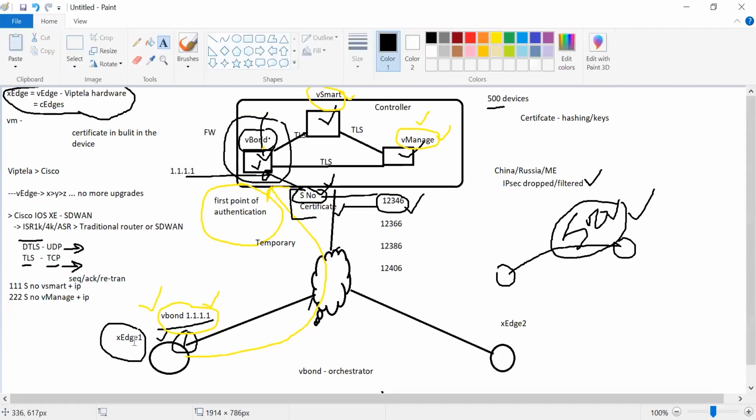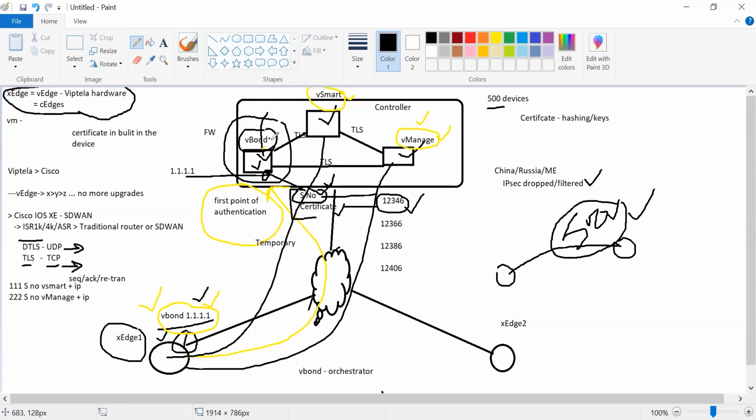Now vEdge or xEdge knows the IP addresses and serial numbers of vSmart and vManage. Now xEdge would initiate a TLS or DTLS-based tunnel to vSmart and vManage. This is again an overlay tunnel on top of the physical underlay path. This is a virtual tunnel, an overlay tunnel. It would be enabled by default. We need not do anything in this. For all these things, we just need to make our certificate setup and define the vBond IP address.